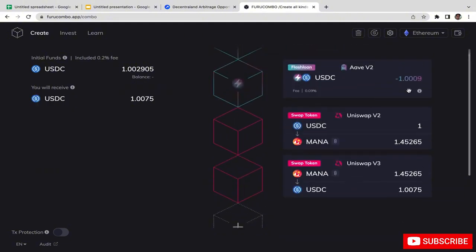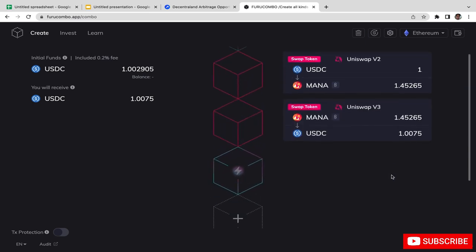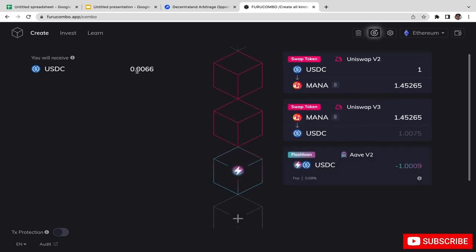And don't forget, as usual, we need to pull this all the way down to the bottom here. Okay, cool. So now you will receive 0.0066. So this is your profit. This time we made a profit. And this trade was profitable, even though the profit that we generated from this trade was really small. I'm not even sure if our profit is going to be able to cover the gas fees. Most likely it's not going to be able to cover the gas fees.